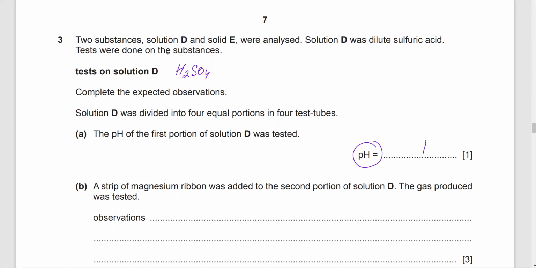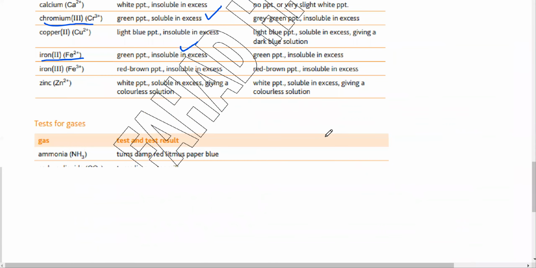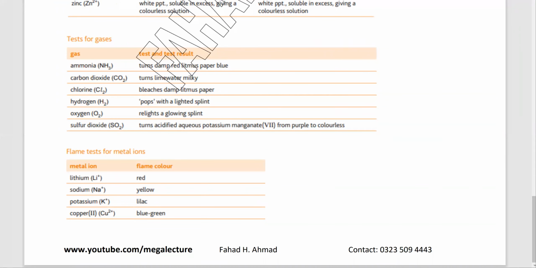Okay. A strip of magnesium ribbon was added, and a gas was produced and it was tested. So metal plus acid is going to produce what gas? Hydrogen. It's going to produce hydrogen gas. Remember, he's asking for the observation, not for you to identify the gas. If you identify the gas, there's nothing wrong with it, but he's not going to give you marks for that. What would be the observation of the tests? It's going to be effervescence, but he tested the gas. Test for H2: it pops with a lighted splint.